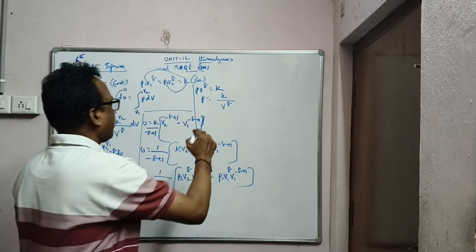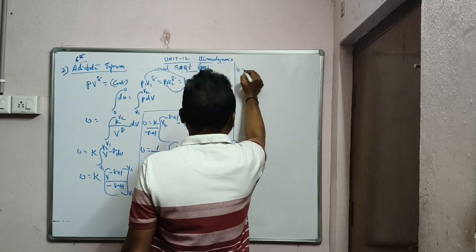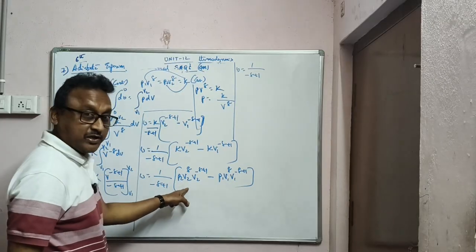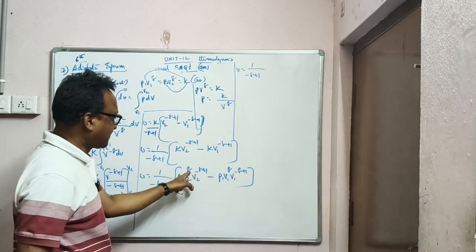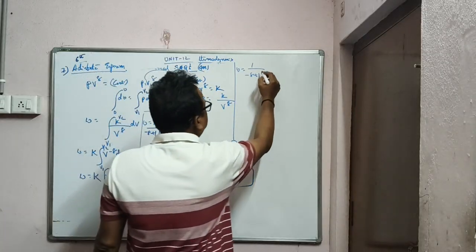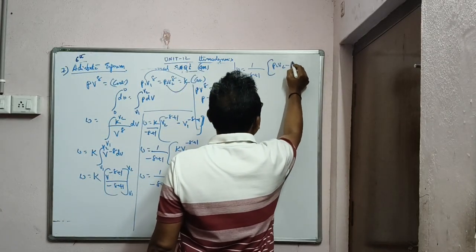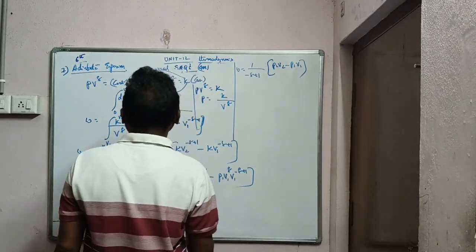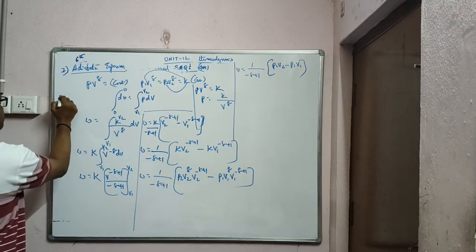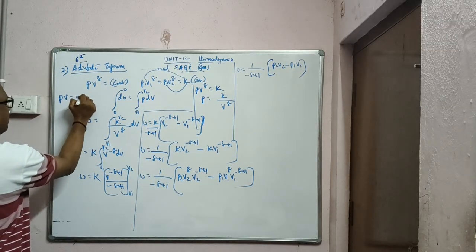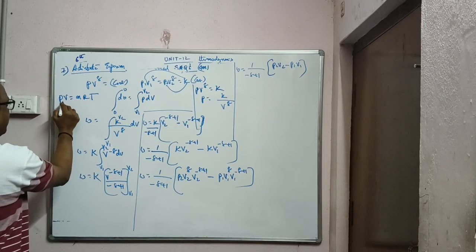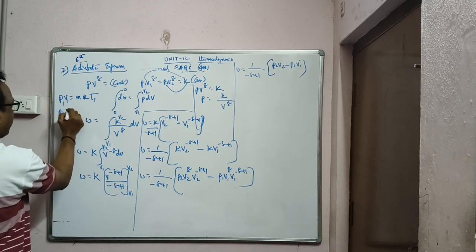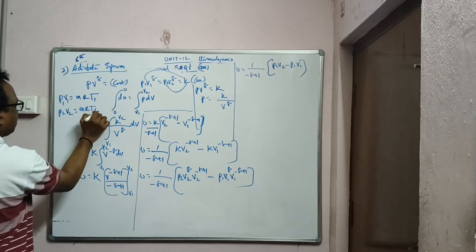Note it down. Now the problem is almost over. So work done is given by 1 by minus gamma plus 1 times, and here V2 to the power gamma, the gamma and minus gamma cancel, leaving 1, so P2 V2 minus P1 V1. Here also the gamma terms cancel. Now what does this look like? Use this equation: PV is equal to nRT for an ideal gas. That means P1 V1 is equal to nRT1, and similarly P2 V2 is equal to nRT2.